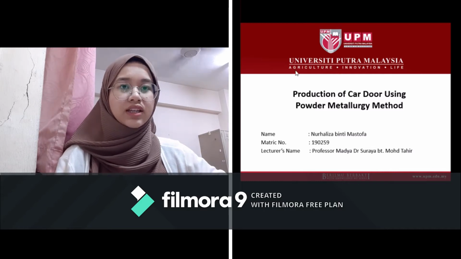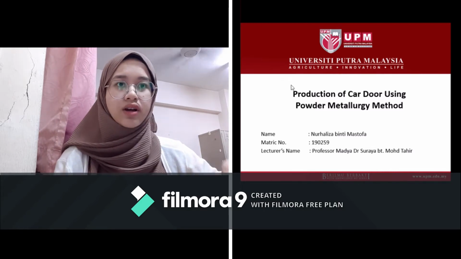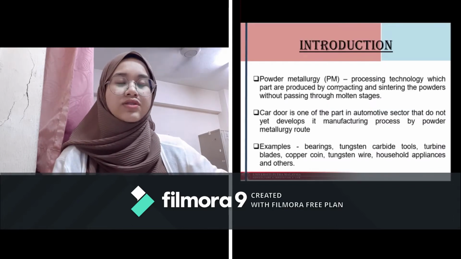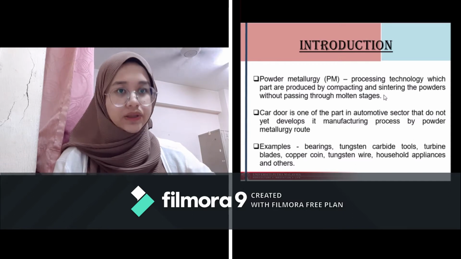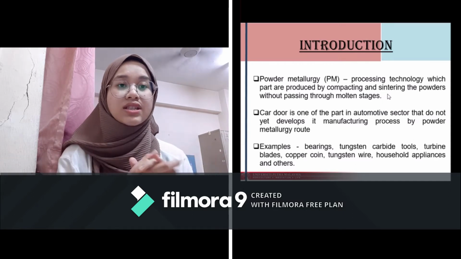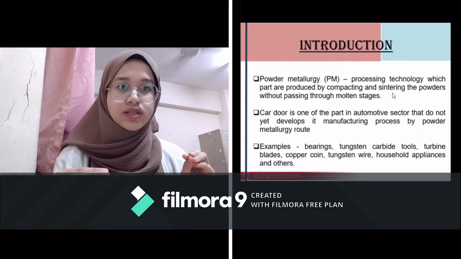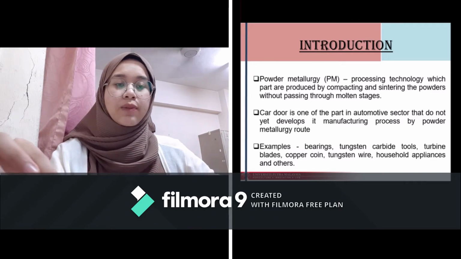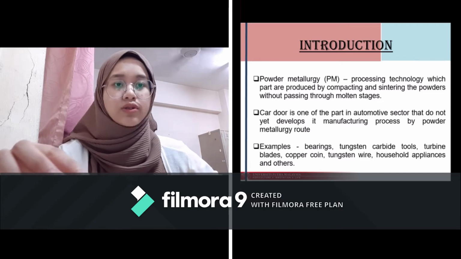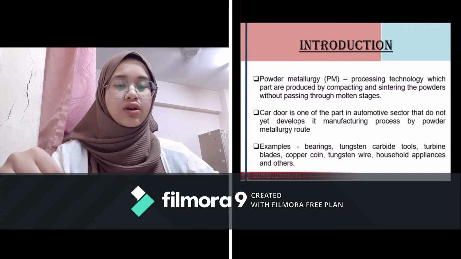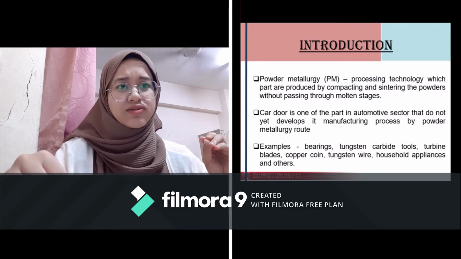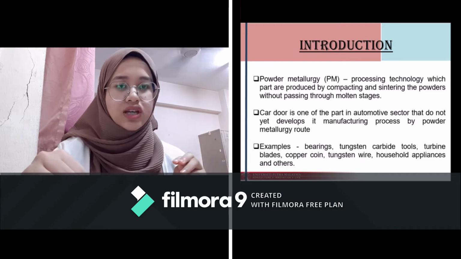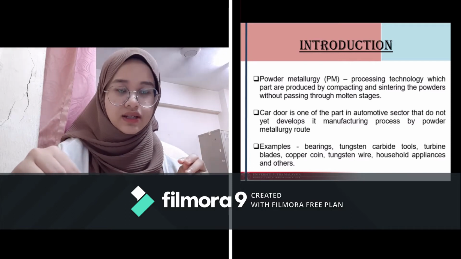Okay, the title for this project is the production of car door using a powder metallurgy method. First of all, what is powder metallurgy? Powder metallurgy is a processing technology in which parts are produced by compacting and sintering the part without passing through a molten stage. And also, car door is one of the parts in the automotive sector that has not yet developed the manufacturing process using a powder metallurgy method.